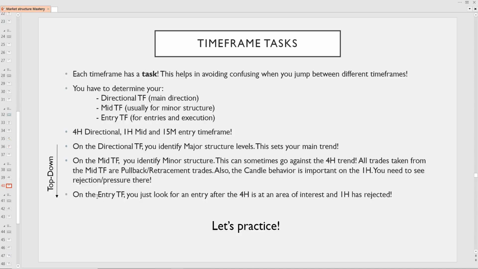And of course, on your entry time frame, you just look for the entry after the 4H is at an area of interest and the 1H has rejected or shown you some pressure, and it's showing you that the market is ready to actually reverse.